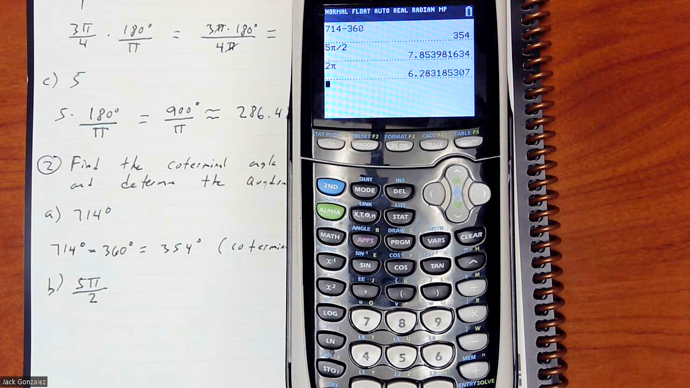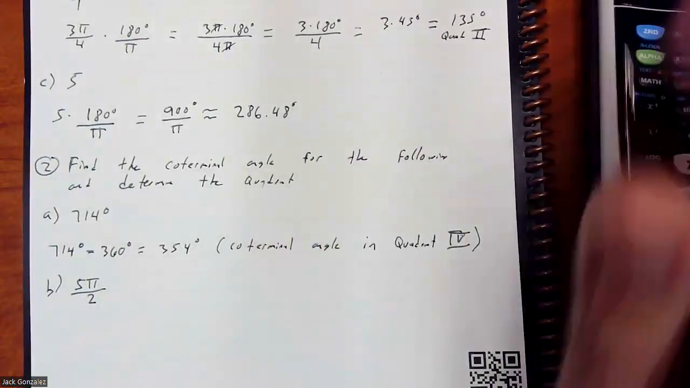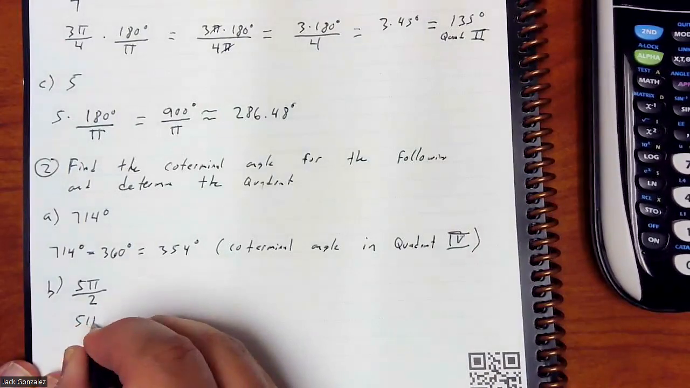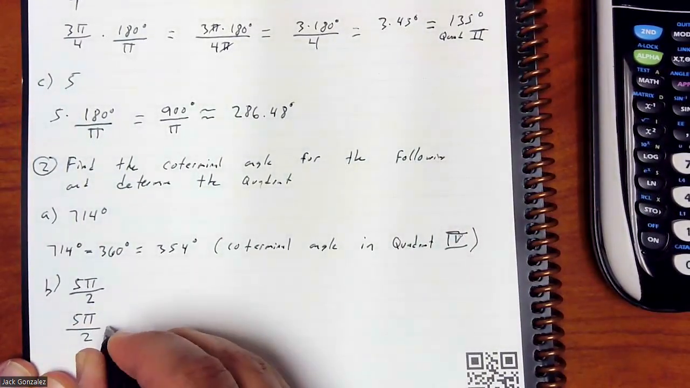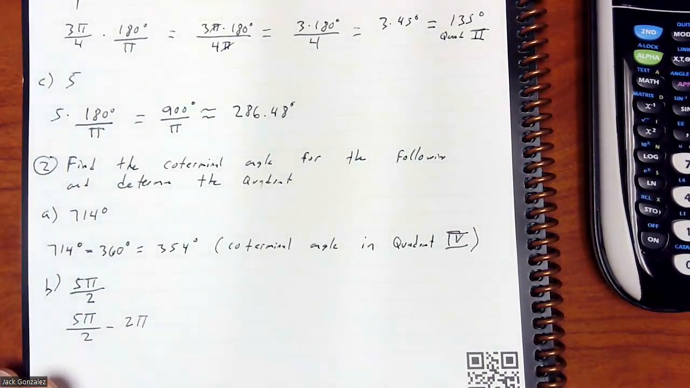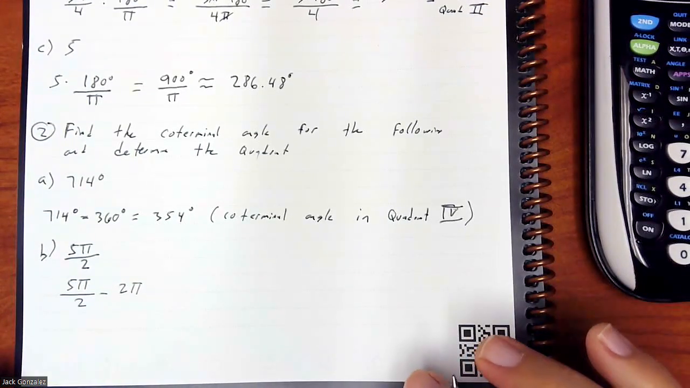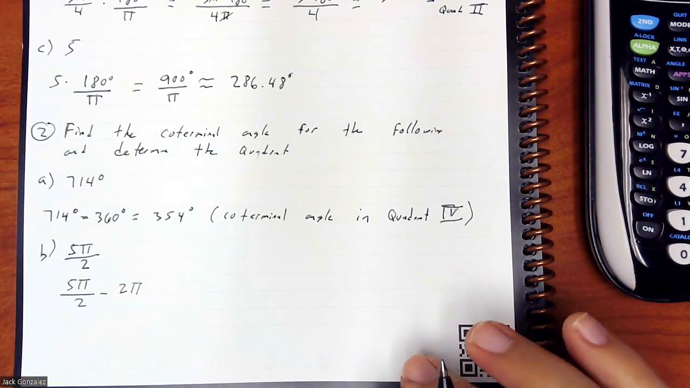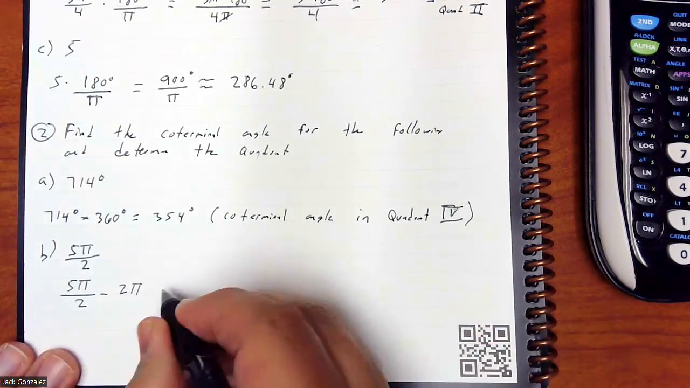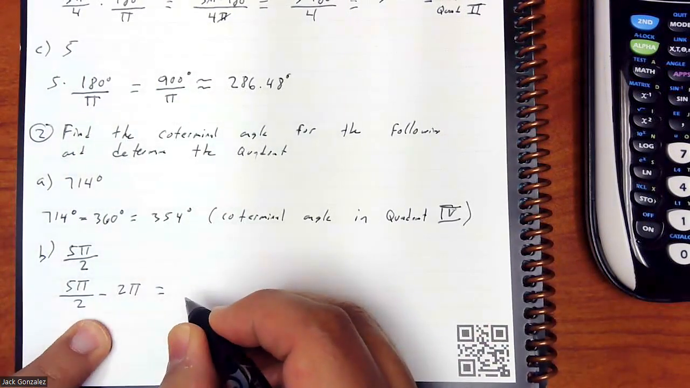So subtract 2 pi. Just like before with 360, you're going to subtract 2 pi. Or you can convert it if you want to, and just subtract 360. You can always do that anytime. It's up to you. I'm choosing to leave it as is. You make your own choice on your exam. Subtracting 2 pi will require you to do fractions. So this would be an LCD of 2.